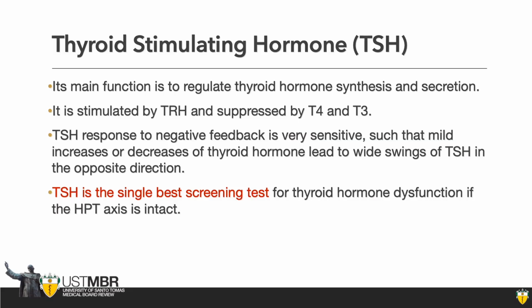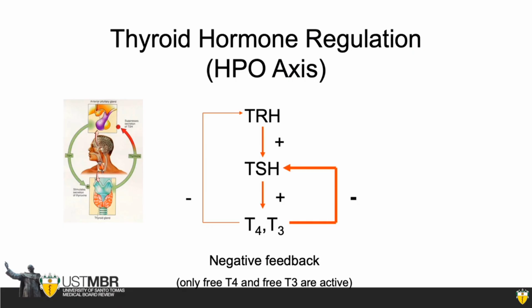TSH, thyroid stimulating hormone, we know what it's for. This negative feedback is very sensitive, so TSH is the single best screening test. We'll touch upon this when we go to the thyroid gland again. So this is the HPT axis.